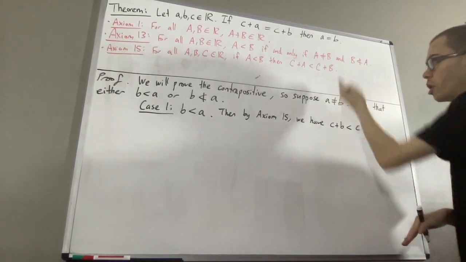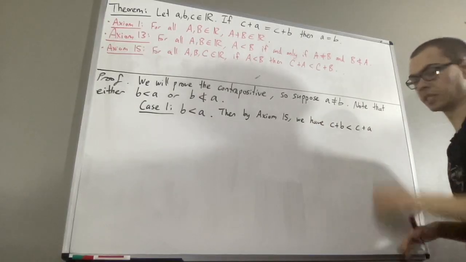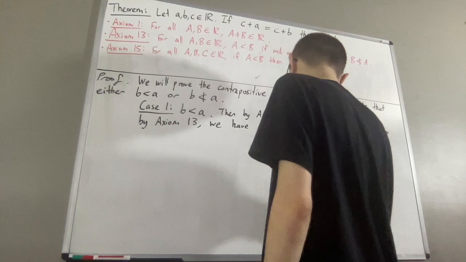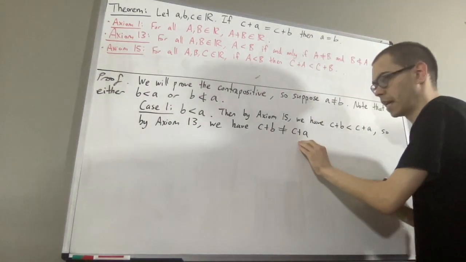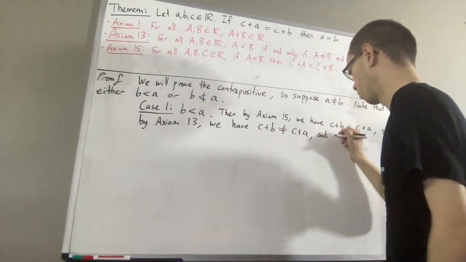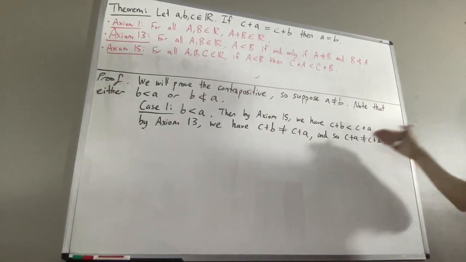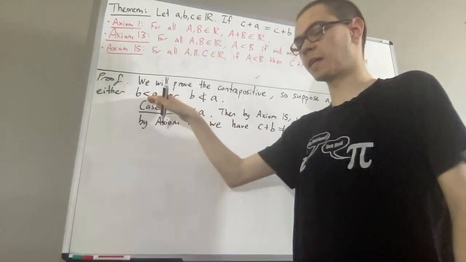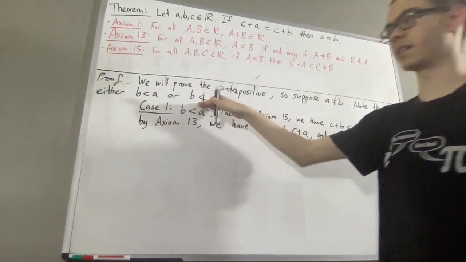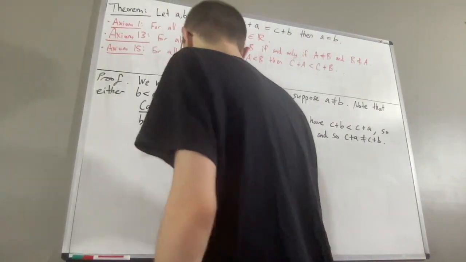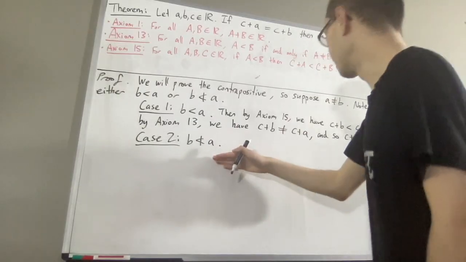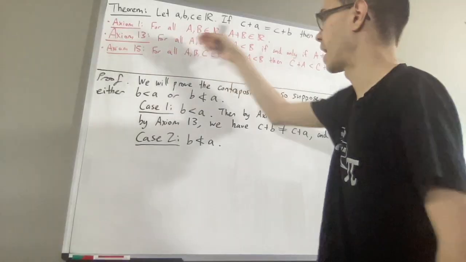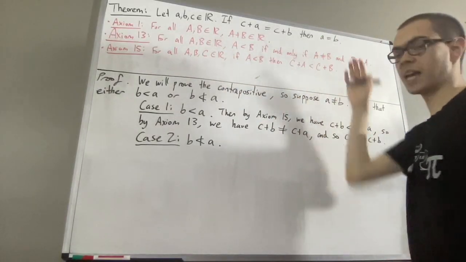So in particular, we know c plus b is not equal to c plus a. Or in other words, we have c plus a not equal to c plus b. And that's it. That's exactly what we wanted to show. So this completes the case where b is less than a. Now let's consider the case where b is not less than a. Well then, since a is not equal to b and b is not less than a, then by axiom 13, we must have that a is less than b.